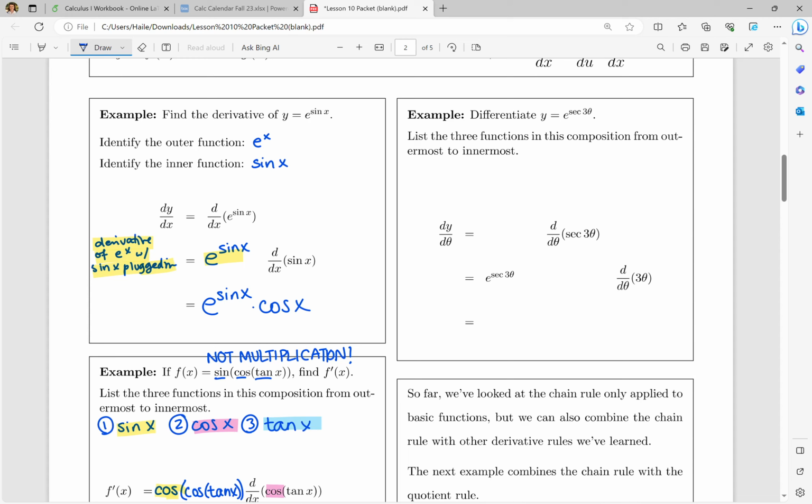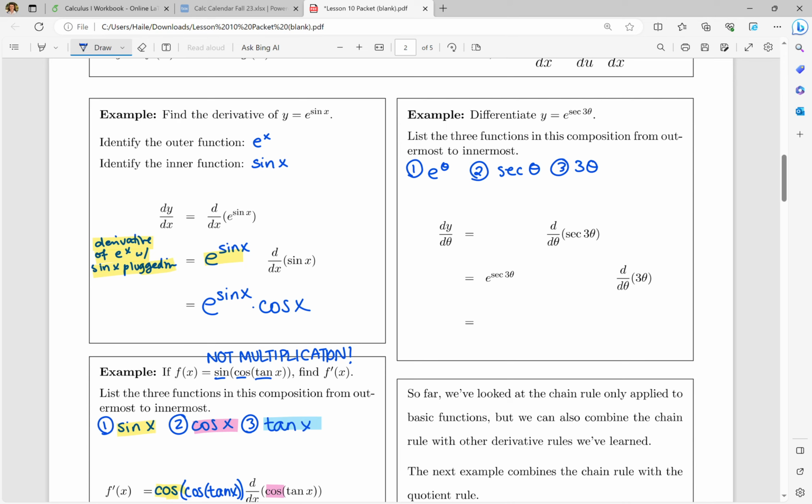For our last example on this page, we want to differentiate y is equal to e to the secant of 3 theta. So we're going to start just like the other ones by listing all of the functions in order from outermost to innermost in our composition. So first we have e to the theta, and we see that because we have secant of 3 theta, and that's the only other part of the function, but that's plugged into the exponent of e to the x. Second, we have secant of theta, and plugged into that, we have 3 theta.